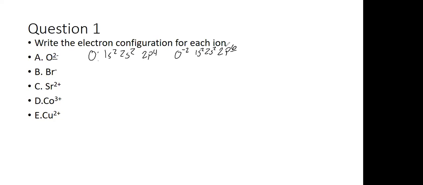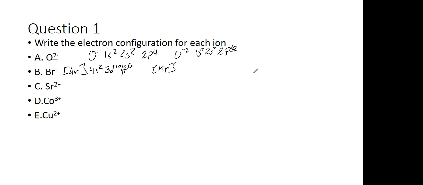And for this, you don't have to write out the full electron configuration if you don't want. We can always just do the abbreviated version. So Br minus means I gain one electron. So our electron configuration is going to be argon, then 4s2, 3d10, and 4p6. Which has the electron configuration of, actually, that's krypton.